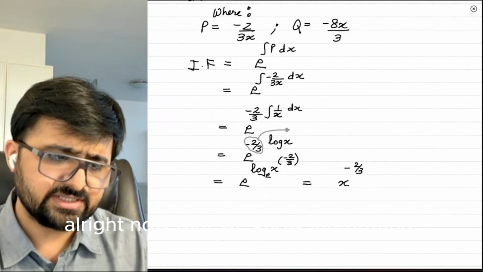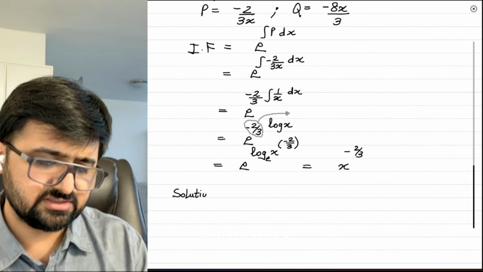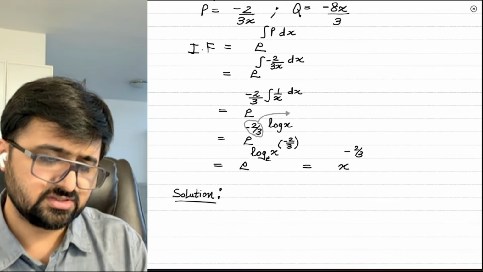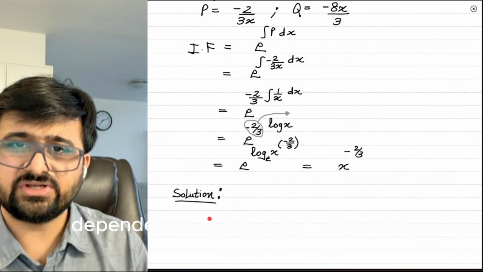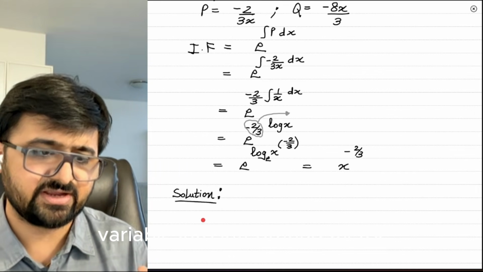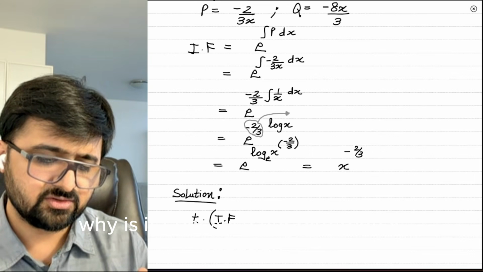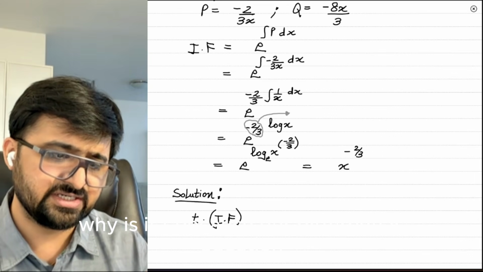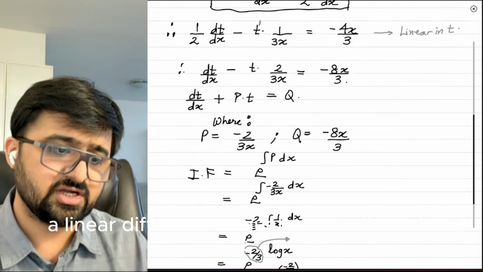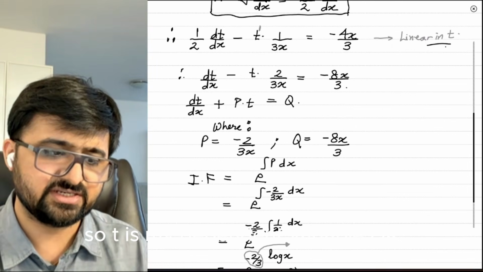All right. Now that we know the integrating factor, our solution is dependent variable into integrating factor. Always remember the solution is always dependent variable into integrating factor. In my case, the dependent variable is t into integrating factor. Why is it t? Because our linear differential equation was linear in t. So t is my dependent variable.